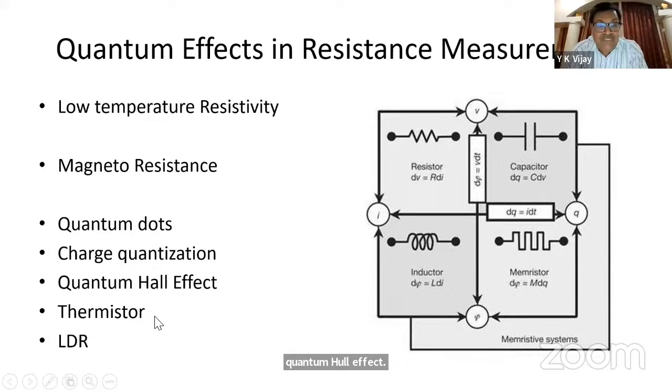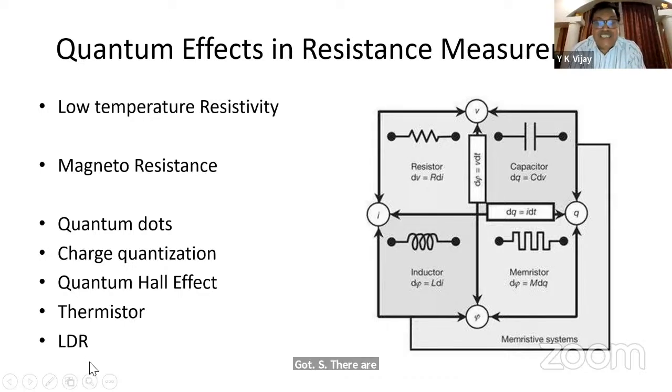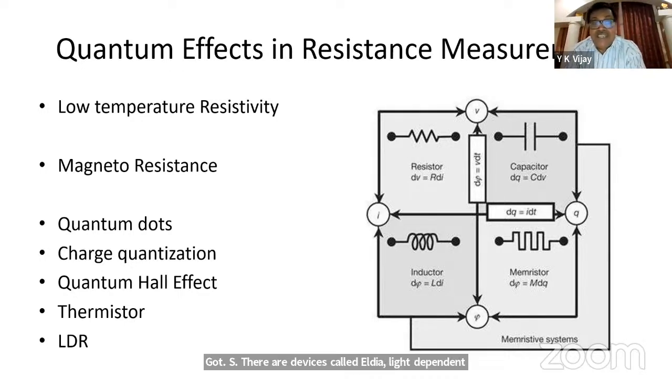material. We have devices like the thermistor, where by touching, we can change the temperature and the resistance of a material. So there are several oxide devices available, used as a sensor, called thermistor. There are devices called LDR, light dependent resistance. When you shine light, the resistance changes. So even the simple resistance has a lot of interesting science which young students have to learn.